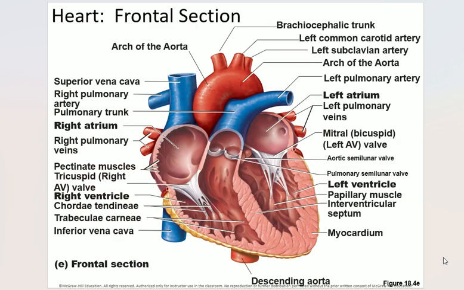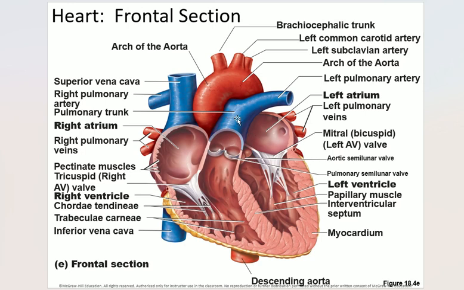So this slide has a lot going on. Let's talk about the chambers first. On top we have the left atrium and the right atrium. And then on the bottom we have the left ventricle and the right ventricle. The left ventricle wall is much thicker than the right ventricle wall. And why is that? We will talk about that a little bit more. We're going to just talk about labeling right now, though.